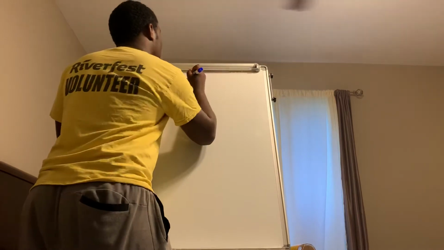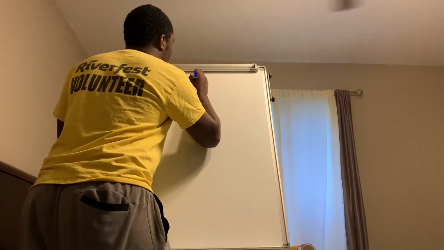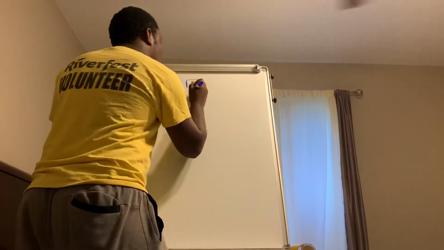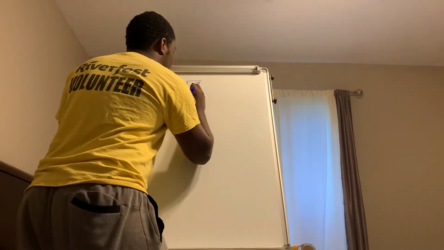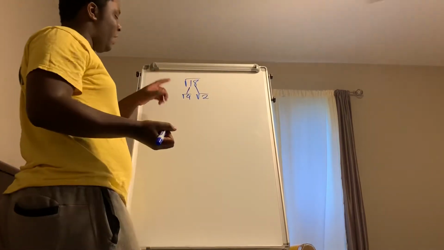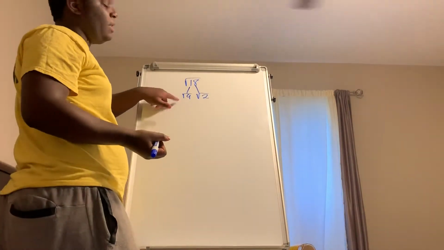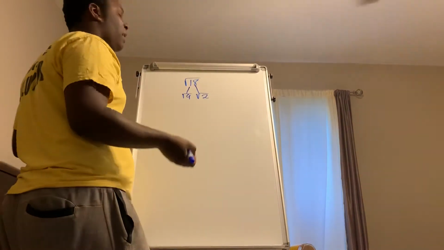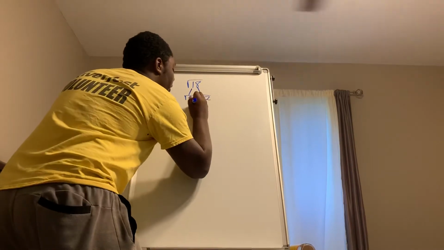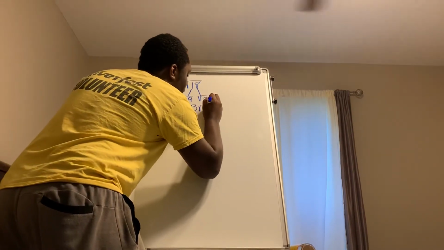Next, we have the square root of 18. In 18, we know that we have 9. We know 2 times 9 is 18. We know that 3 times 3 is 9, and 2 cannot be taken down any further. So our answer is going to be 3 radical 2.